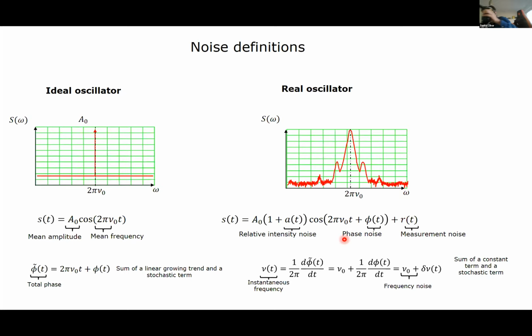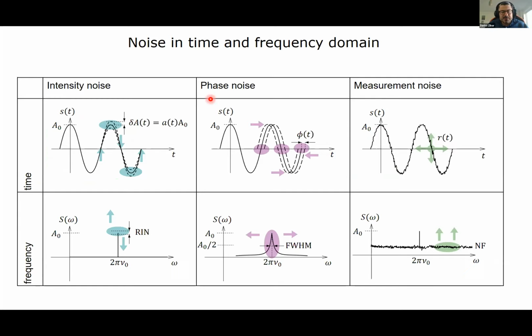Sorry, okay. So basically, if you look at the description of noise in the time domain and frequency domain, for example, if this is a sine and we have an intensity noise, then we have this fluctuation in the amplitude, which is a random fluctuation. In the frequency domain, this corresponds to some kind of amplitude noise on the tone. If you look at the phase noise, then we have the fluctuation in time, so we don't know the exact position of our sine wave. And in the frequency domain, if you take the Fourier transform, we have the broadening of the line.